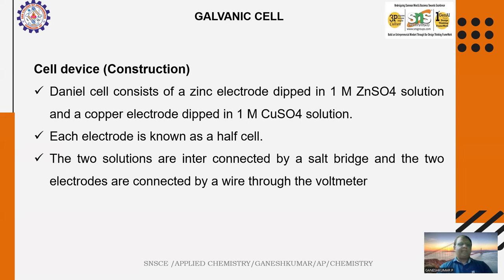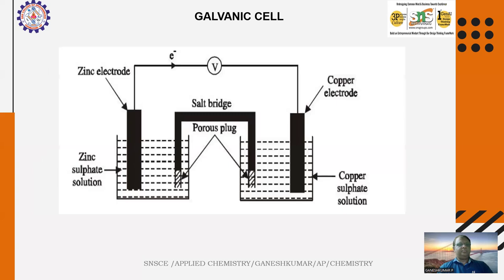Cell construction. The Daniel cell, or galvanic cell, consists of a zinc electrode kept in 1 M zinc sulfate solution, and a copper electrode kept in 1 M copper sulfate solution. Each electrode constitutes one half cell, and a salt bridge connects the two cells. There is an electrical connection through a voltmeter, used to measure the amount of electrical energy produced.